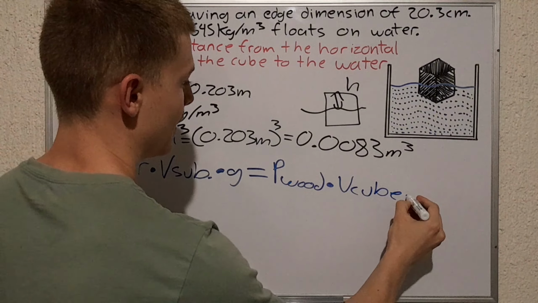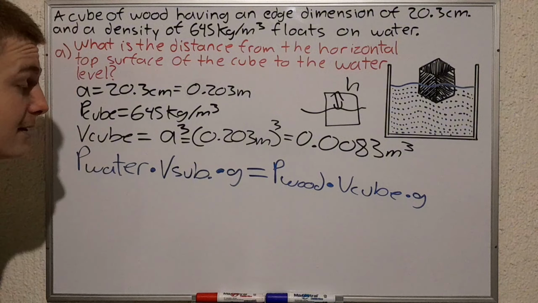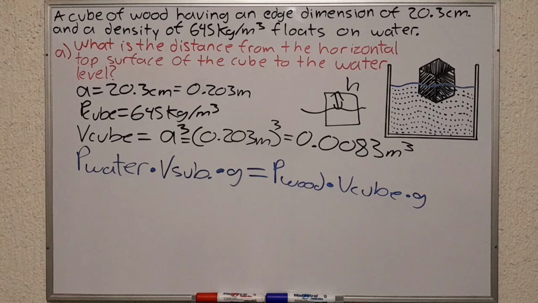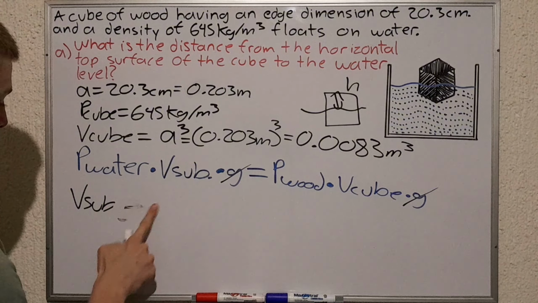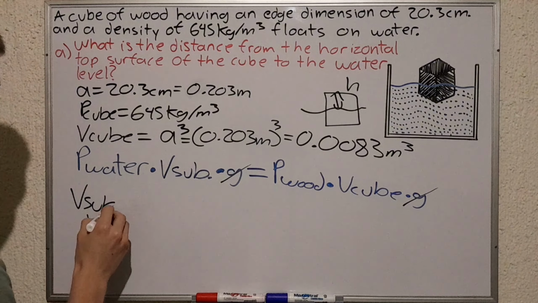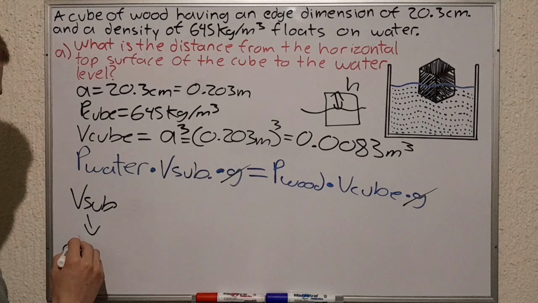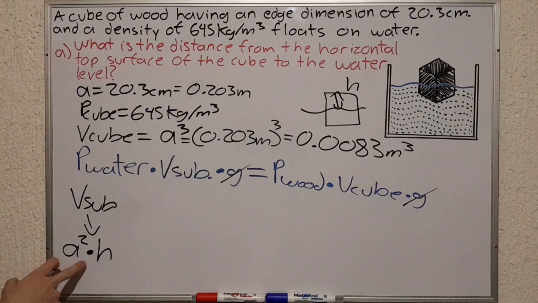Now, as you can see here, we can eliminate the G's. So this goes here and this goes there. But we don't have the volume submerged of the cube, right? So what we're gonna have to do is that the volume submerged is just pretty simple. V sub would be equal to one side times H. Well, it's A squared times H.